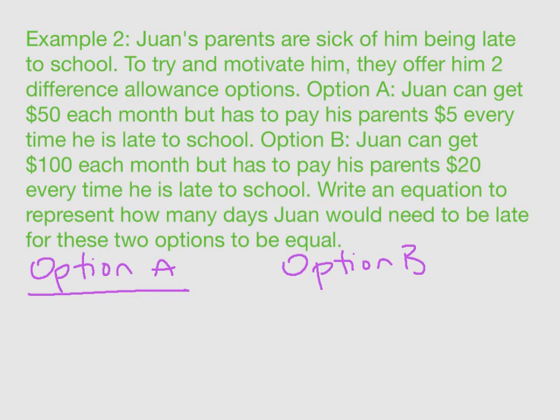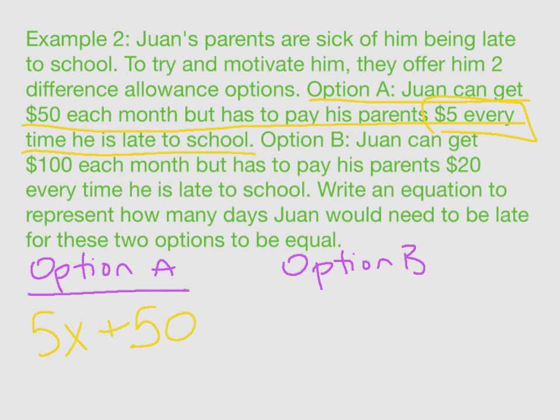So option A, if we focus on that, Juan can get $50 a month, but has to pay his parents $5 every time he is late to school. So that change is going with the $5 every time he is late to school. In other words, 5x. And how much is he starting with each month? Well, he is starting with $50 each month.